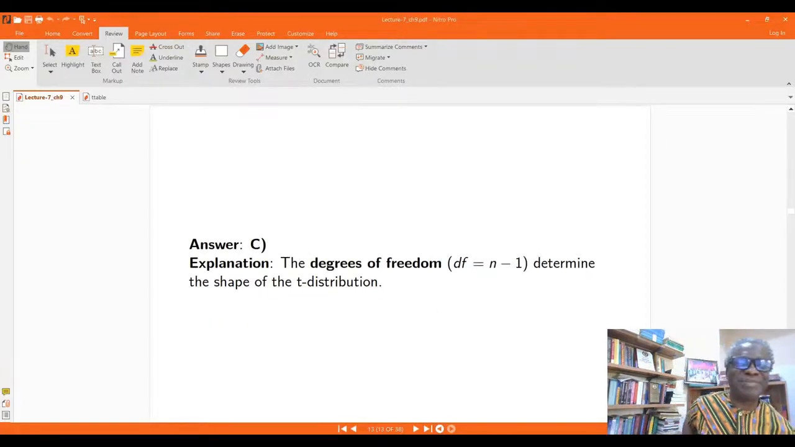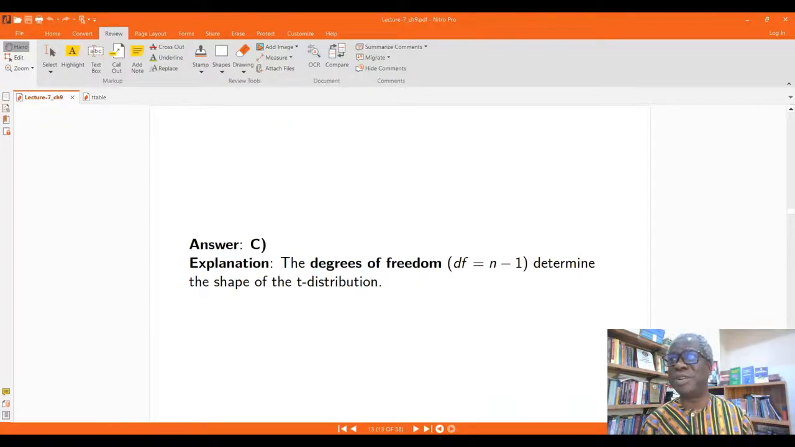So the correct answer is C. The shape of the t-distribution is determined by the degrees of freedom. And the degrees of freedom is calculated as the number of observations less 1. So n, the sample size, minus 1. That gives you the degrees of freedom.